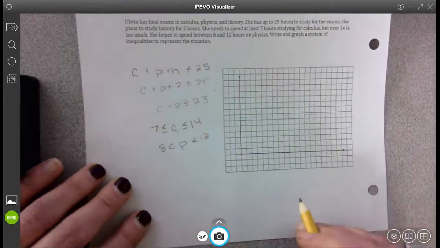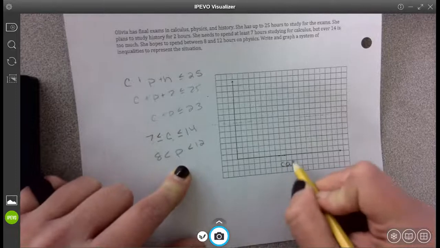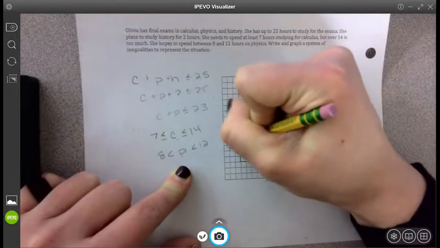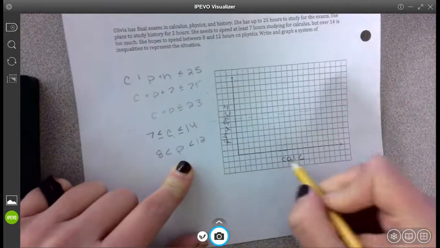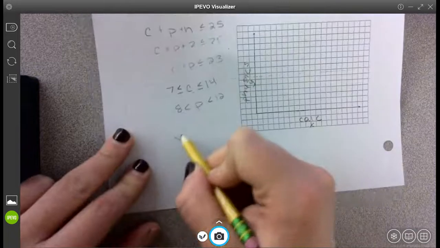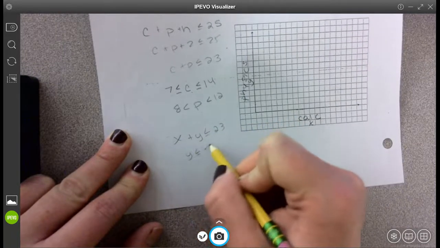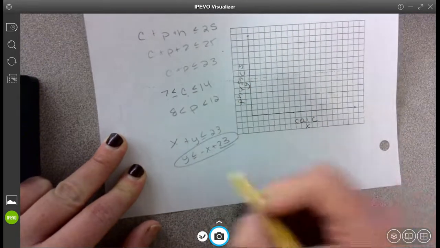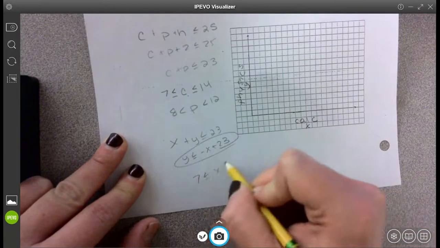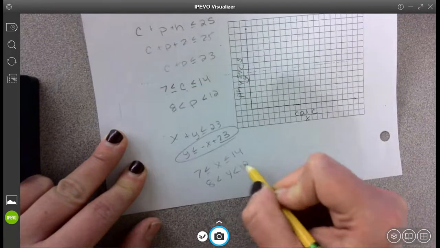Write a graph in a system of equations. All right, so one's got to be calc and one's got to be physics. We'll make calc x, we'll make physics y. So here we'll have x plus y is less than or equal to 23. So your equation that you're going to graph needs to be in slope-intercept form. Here, calc is your x, and here, physics is your y.